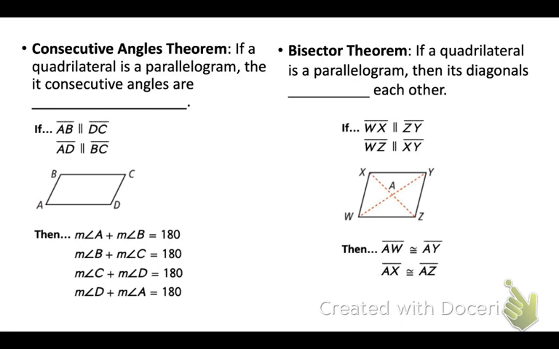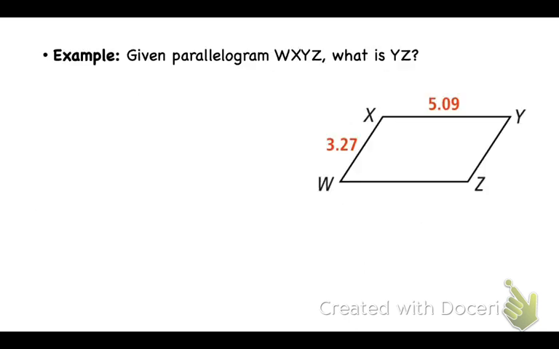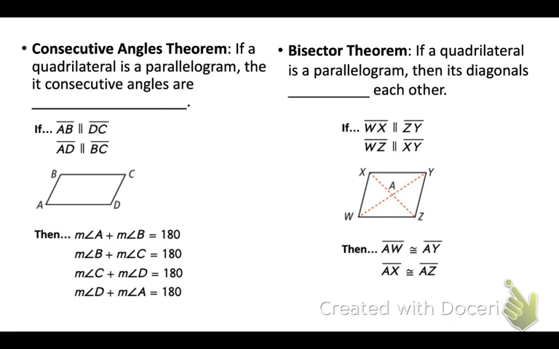Consecutive angles theorem. Now I'm going to go back here real quick. Never mind. Okay, consecutive angles theorem. If a quadrilateral is a parallelogram, then the consecutive angles are supplementary. Consecutive angles would be B and A. It would be B and C. Get it? It'd be these two, these two, these two, and these two. Well, that means consecutive.